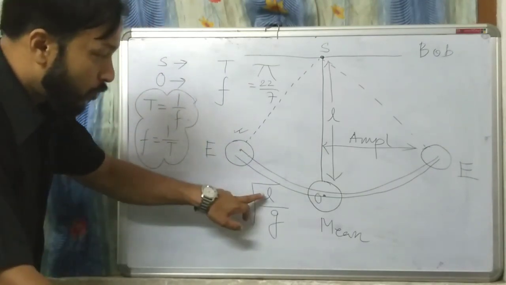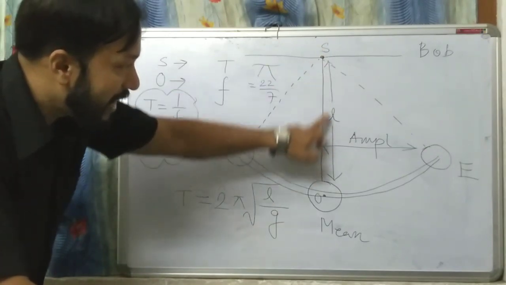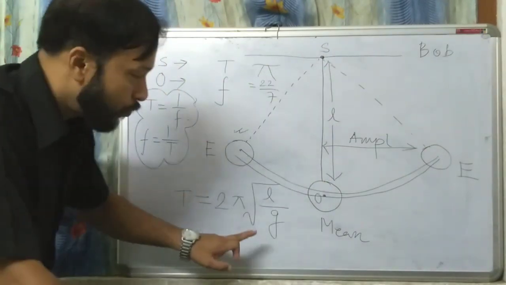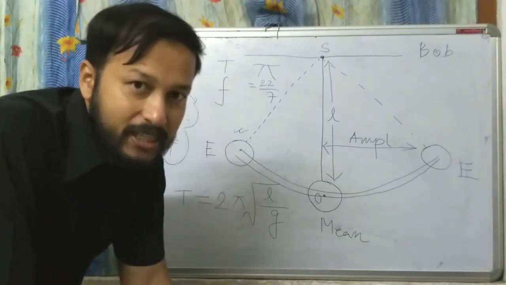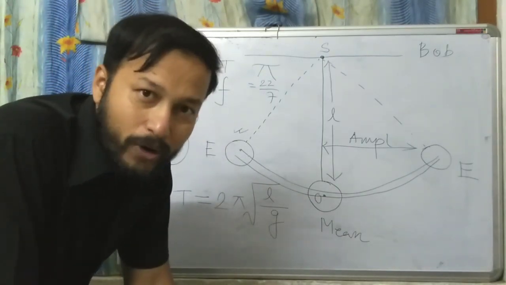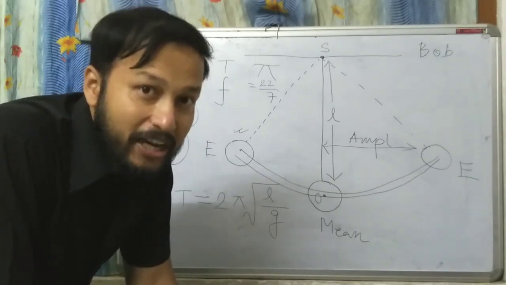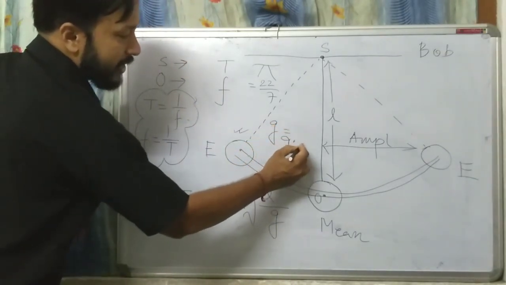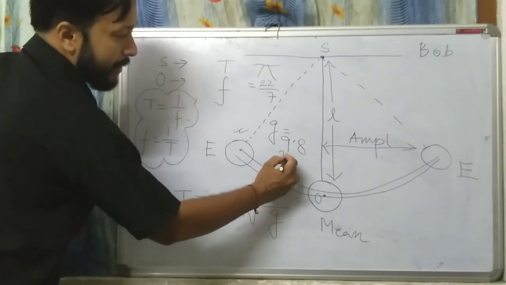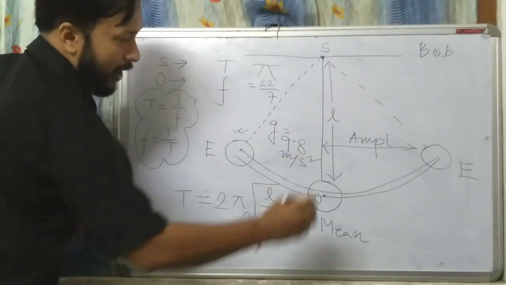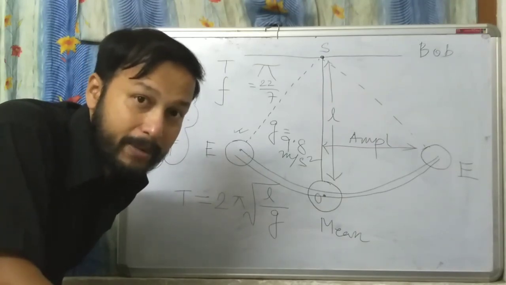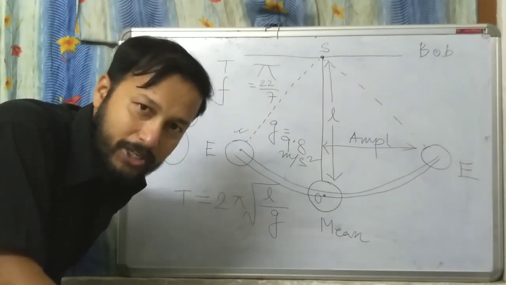Now what is L? L is length of the pendulum. What is g? g is gravity. And the value of g is 9.8 meter per second square. Gravity value is 9.8 meter per second square. Understood?